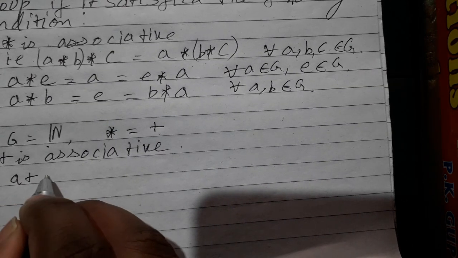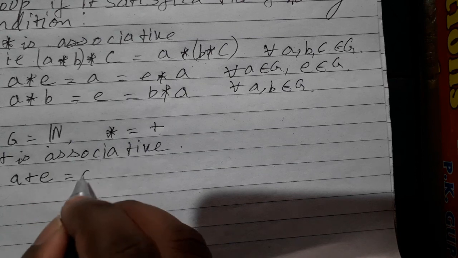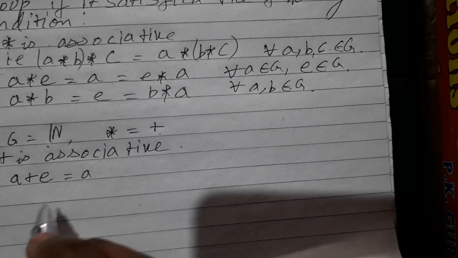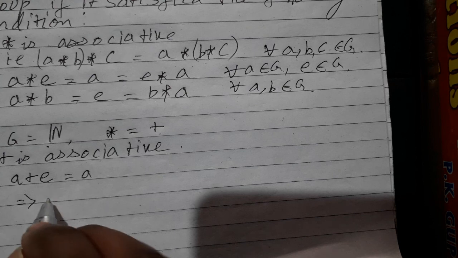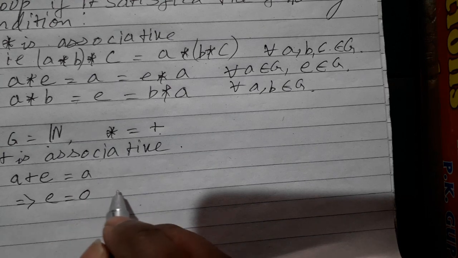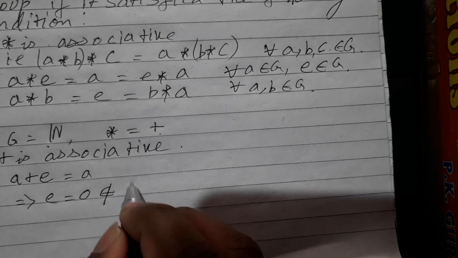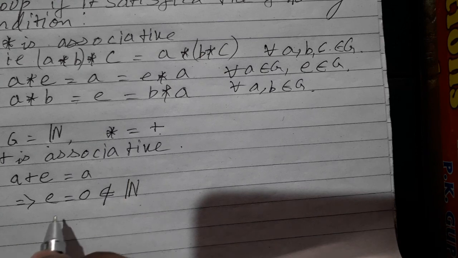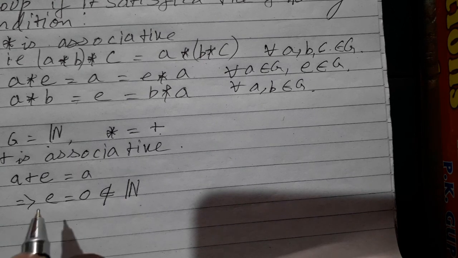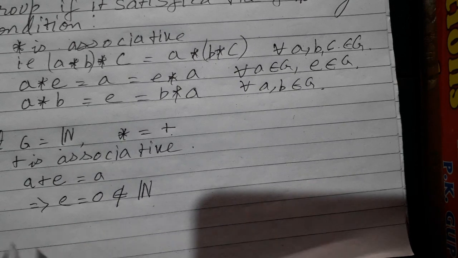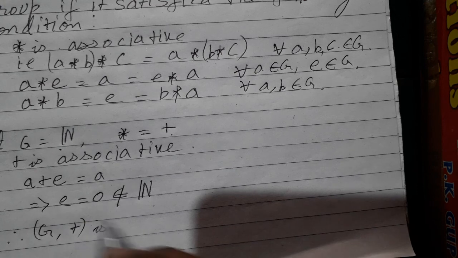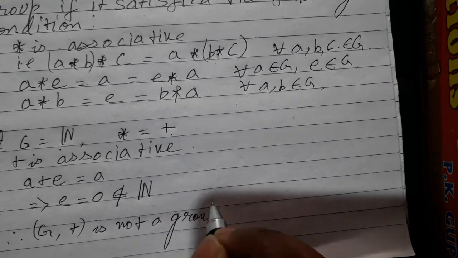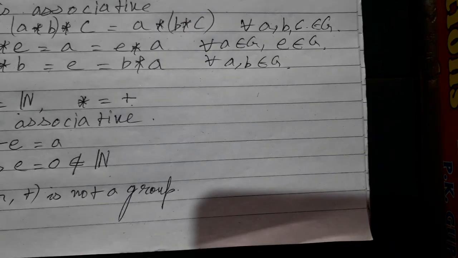We have A + E = A. From here we get E to be 0, but this 0 does not belong to the natural numbers. So it does not have an additive identity. Since it does not have an additive identity, G with plus is not a group.